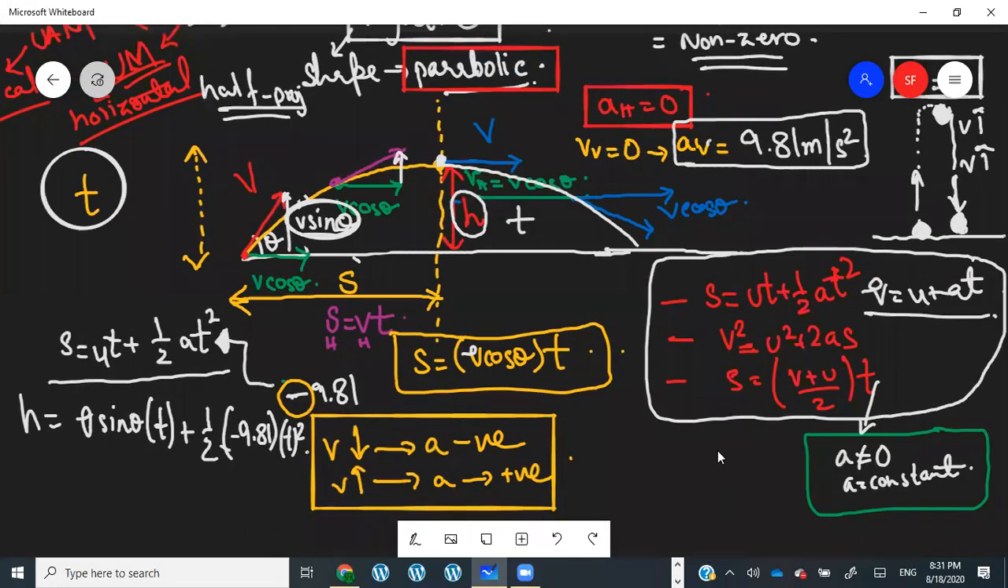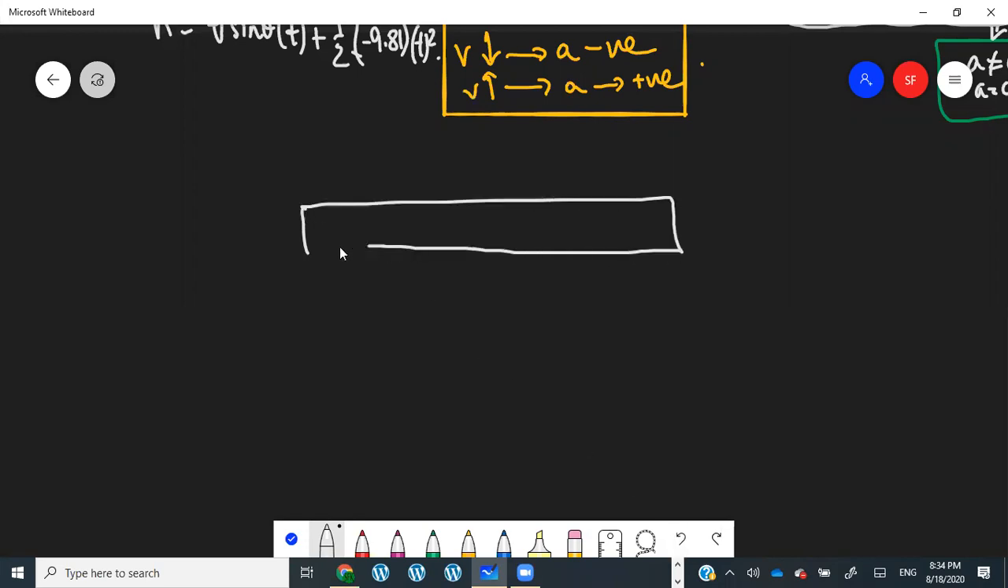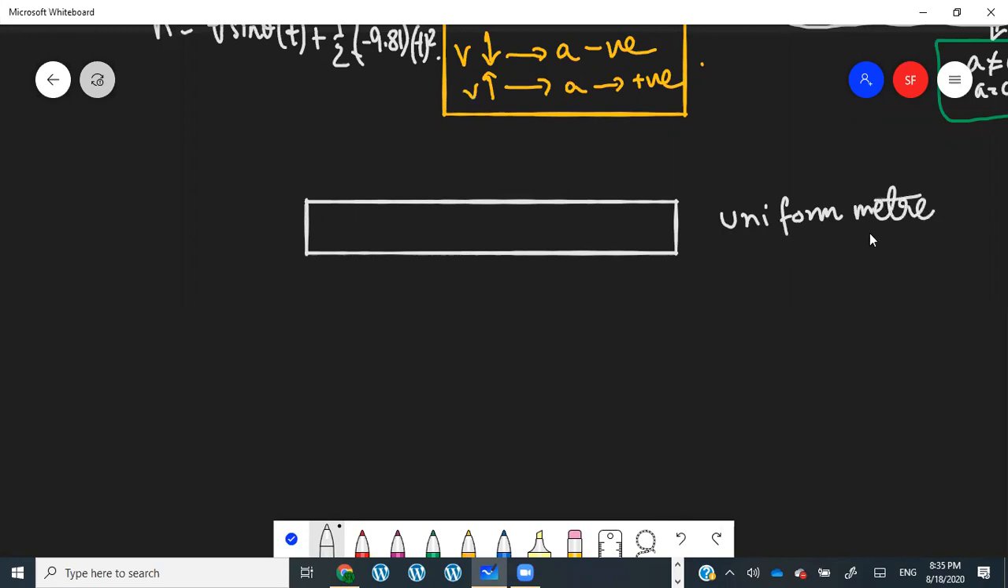Right, so this sums up projectile motion as well. And over here, basically, if you have a body, a uniform meter rule, a uniform meter rule is such a rule that its mass is evenly divided across its length, and its entire force appears to act from its center of gravity, right?